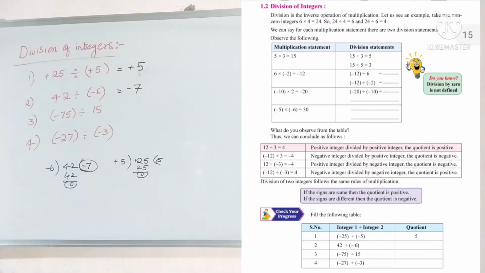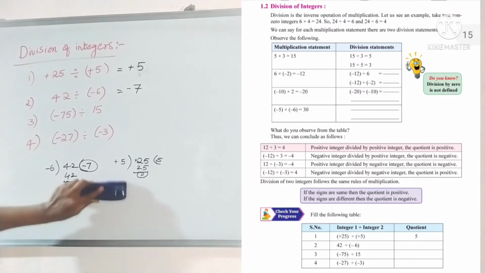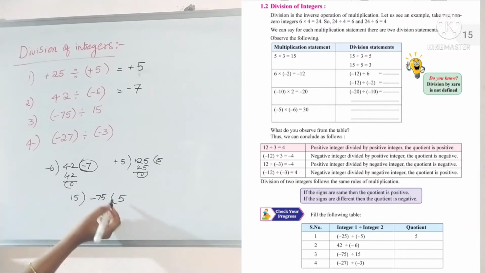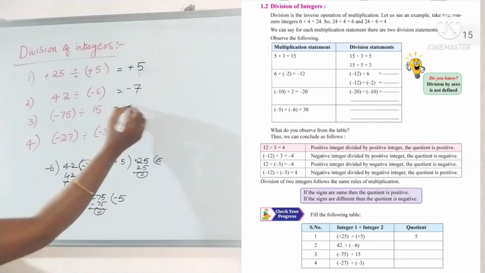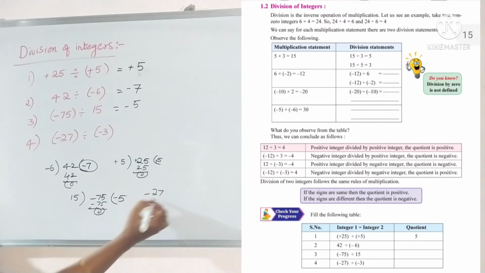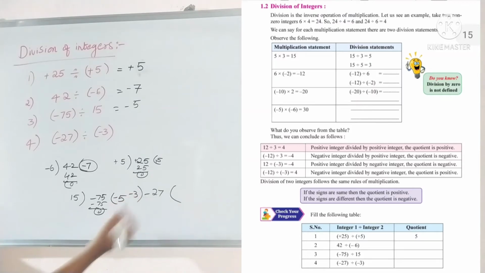Next, our third one, minus 75 divided by 15. So 15 fives are 75, plus 75. But here we have minus, right? So minus 5. Then only we get minus. So minus 5. And the fourth one, minus 27 has to be divided by minus 3.